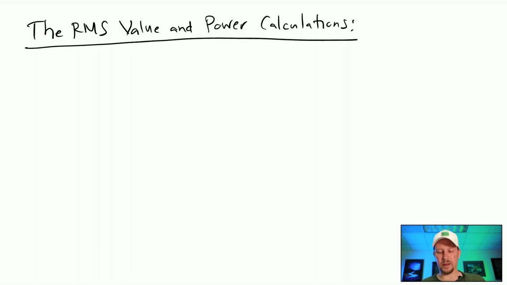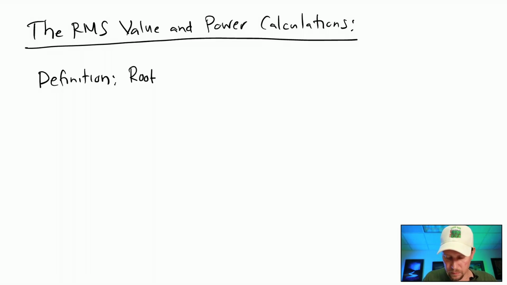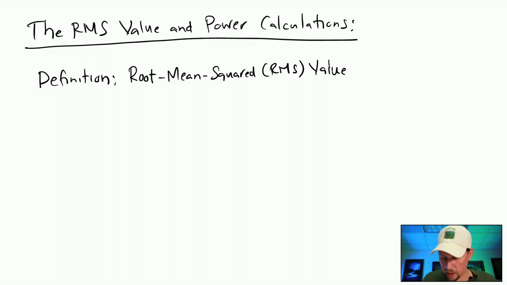The first thing that I wanted to remind you of, and this is kind of a definition, is what is the root mean squared value? So root mean squared, or RMS value. And again, I'm going to do this with voltage, but keep in mind that it works perfectly well with current, with power, any other parameter of interest.